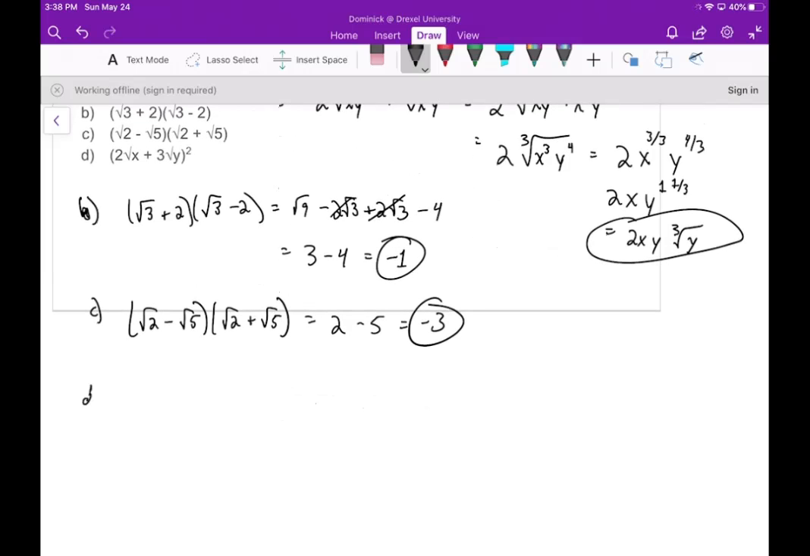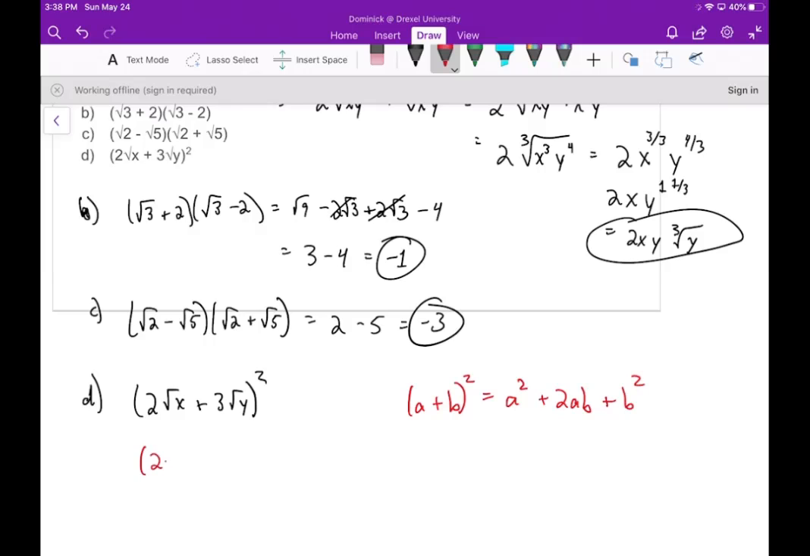Okay, and then for part D, we have (2 square root of x + 3 square root of y) squared. Now here, we can use the property that if I have (a + b) squared, that's a squared plus 2ab plus b squared. Of course, if not, you could just write it twice and FOIL, but I'm going to use this special property.